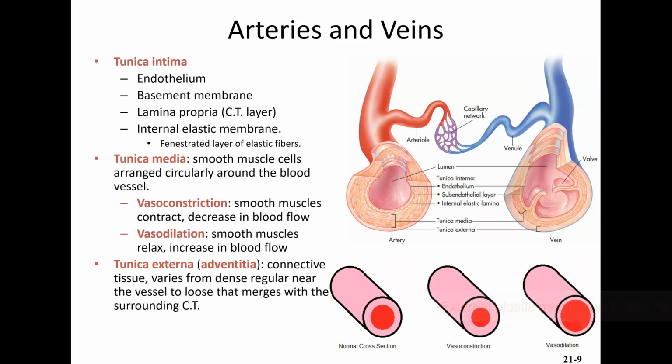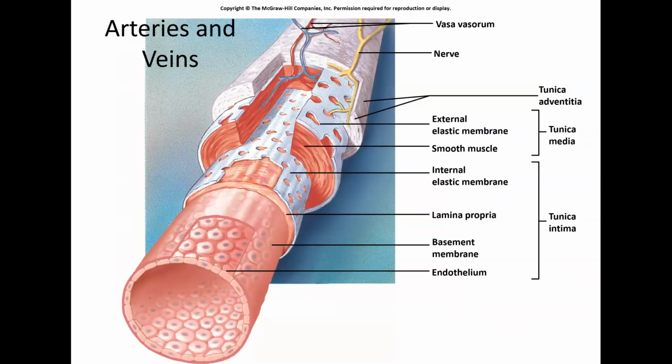And our very last layer is the tunica externa. And you could see that it is thinner in the artery than the vein. This layer is made up of connective tissue and can vary from either dense, regular connective tissue near the vessel to loose connective tissue that is going to merge with the connective tissue that surrounds it.